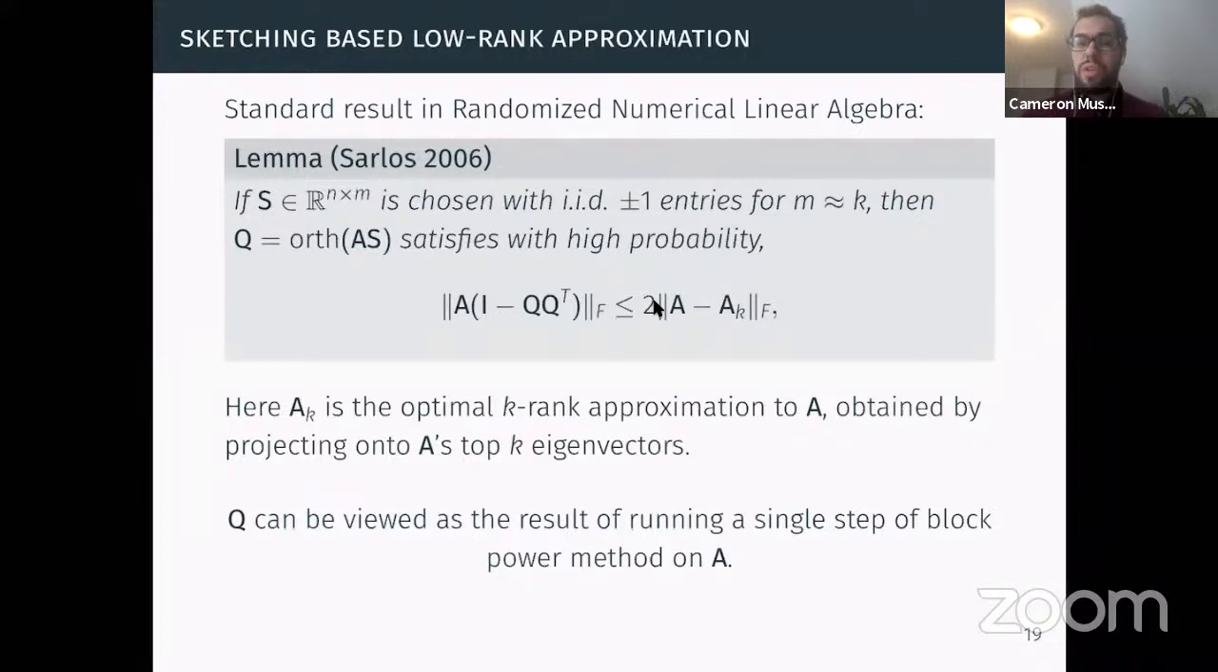So this is a standard result. I take my matrix, I multiply it by a random sketching matrix, I look at the span of that sketched matrix, and if I project onto it, my residual is less than 2 times A minus AK in the Frobenius norm. And Q can be viewed as running a single step of the block power method. So this work by Ipsen et al. basically does this in order to compute a low-rank approximation. They sometimes run one step, sometimes they run 2 or 3 steps, depending on the circumstance. But in this case, I'm just going to say let's just run one step of the block power method, and we'll have this guarantee with very high probability.